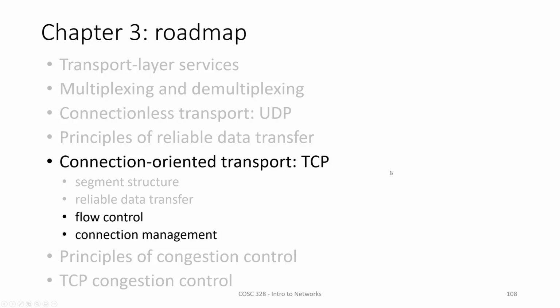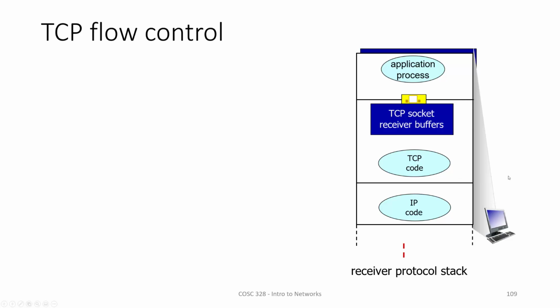In this video, we will talk about the TCP, and then we will continue the TCP concepts by talking about the flow control and connection management mechanism in TCP. So this is basically what is required at the receiver protocol stack. At the bottom you see the network layer, the IP, and then this is the transport layer, TCP, that we are discussing. On top of it is the application process.